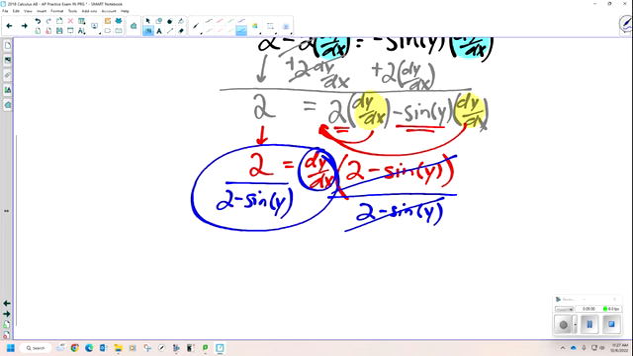What do they ask for? 2 over 2 minus the sine of y. We've done it. Perfect. I love when they give us the answer. We just got to get there. I love it.